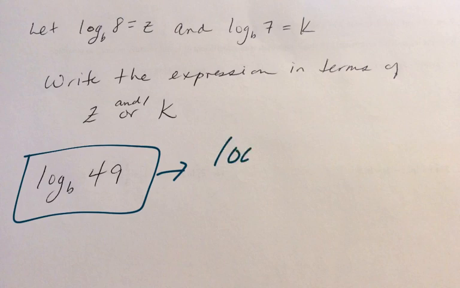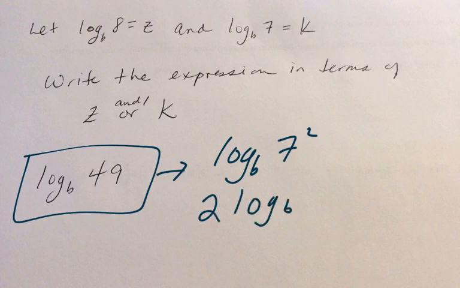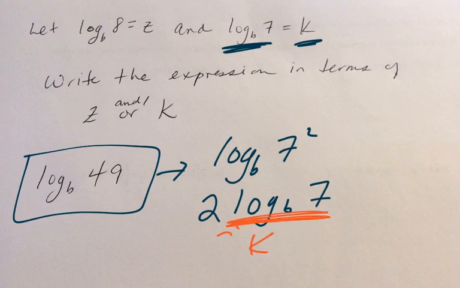So what they're trying to get you to see here is that log base b of 49 is the same thing as log base b of 7 squared. By the power property that we saw in the beginning, that's the same thing as 2 log base b of 7. And they told us that log base b of 7 is equivalent to k. So I can actually take this entire thing and replace it with a k. So your final result in this case would be 2 times k.